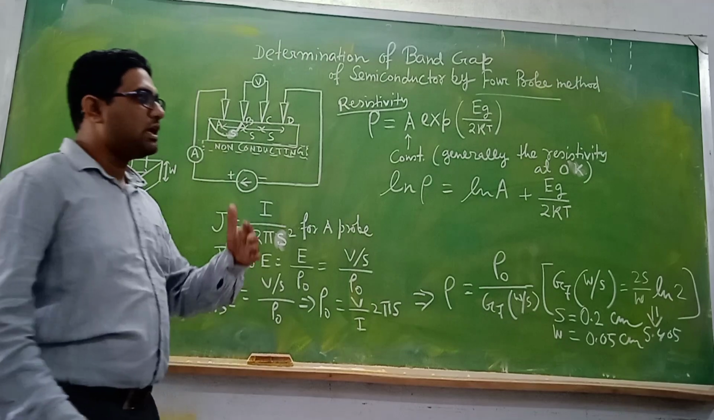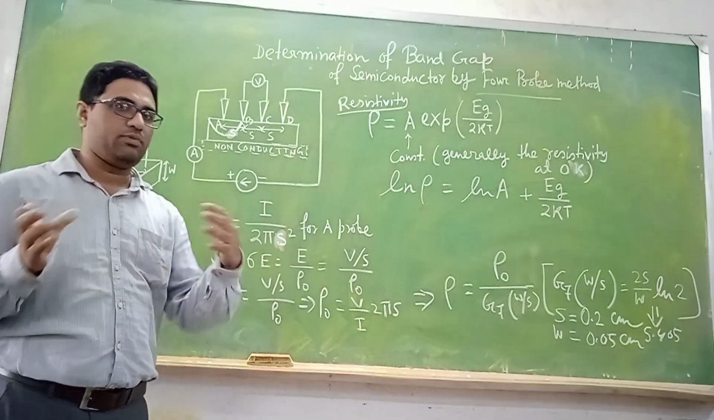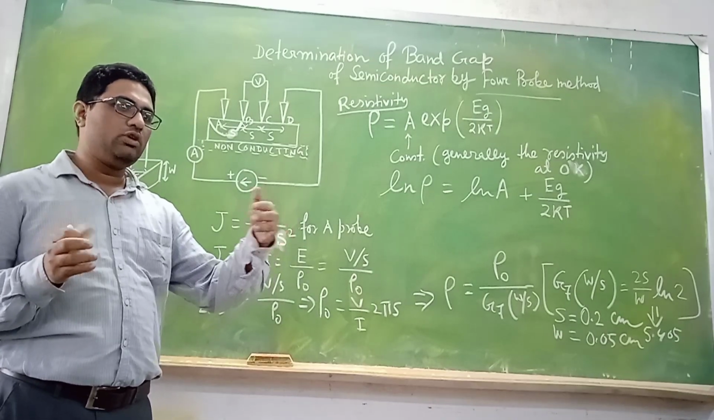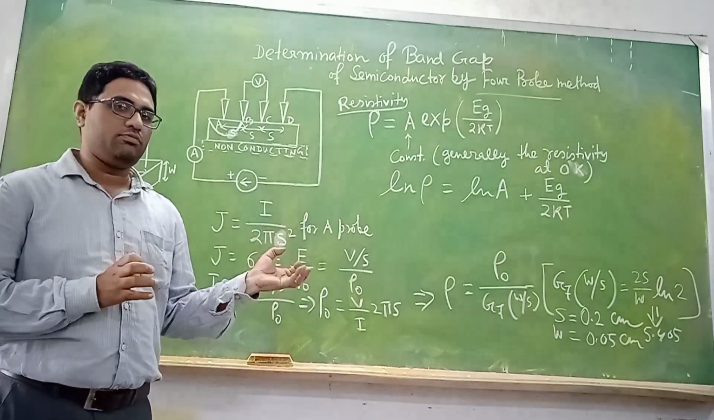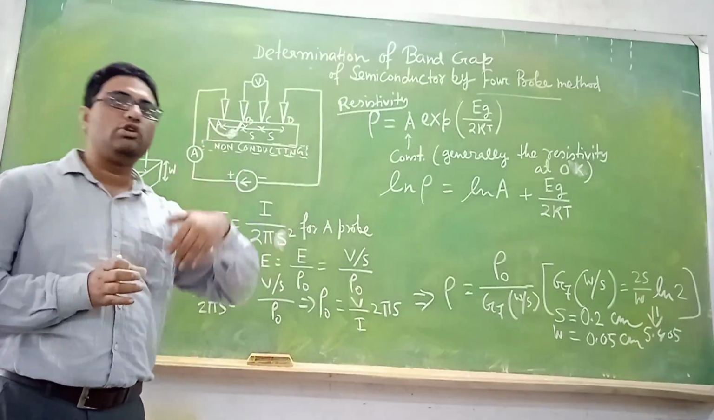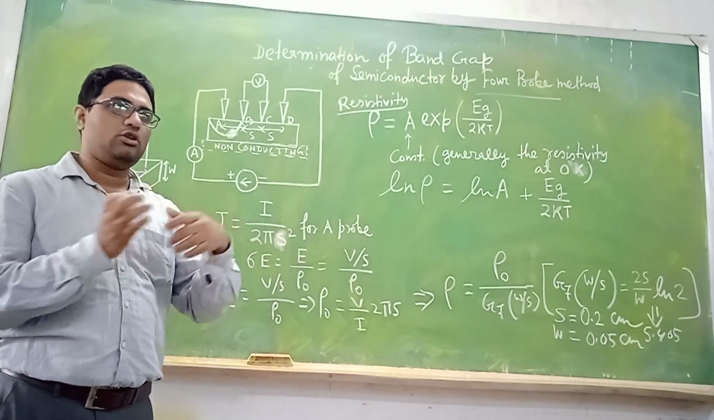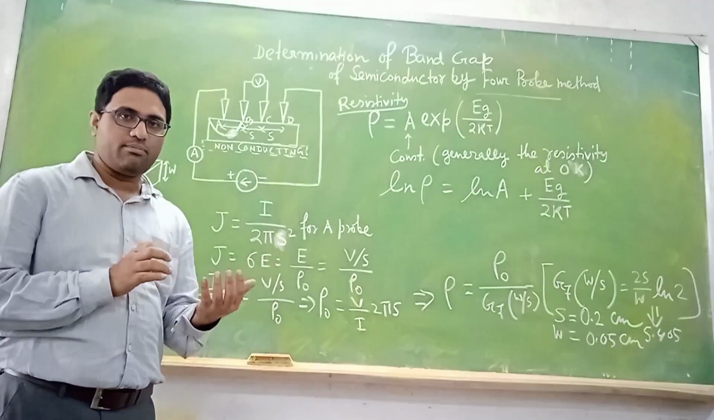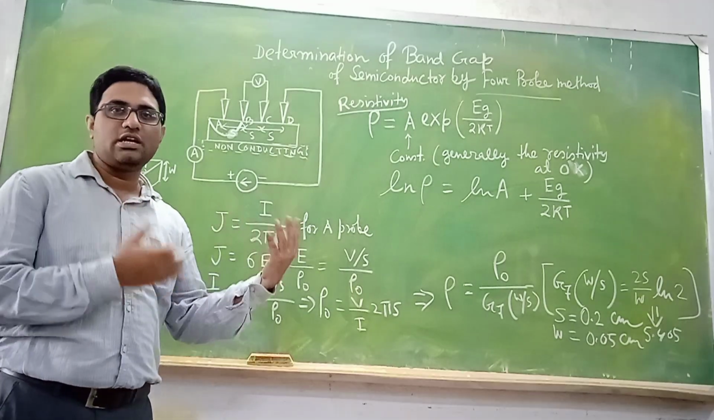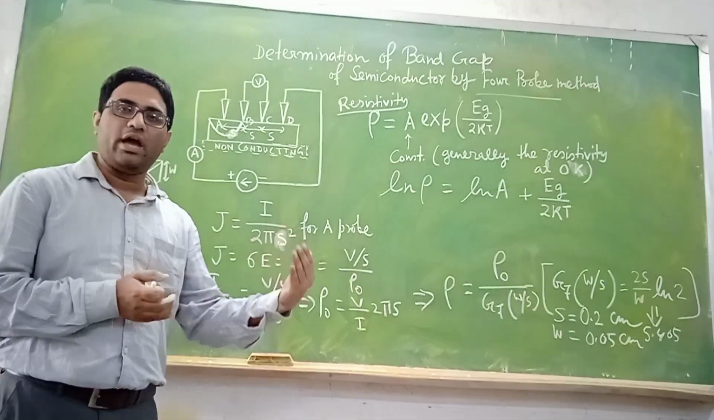So basically we can divide this experiment into parts. In the first part, we will find out the resistivity of the material, and from that resistivity we will find the band gap. The procedure is not directly measuring the band gap in any method. Here we are measuring the resistivity, and from that resistivity we will measure the band gap.